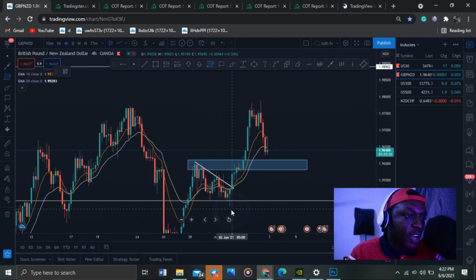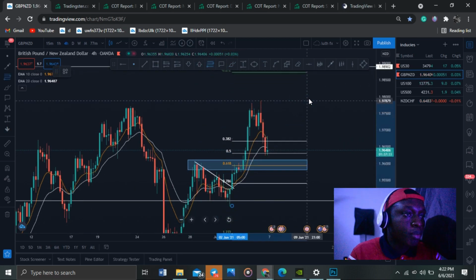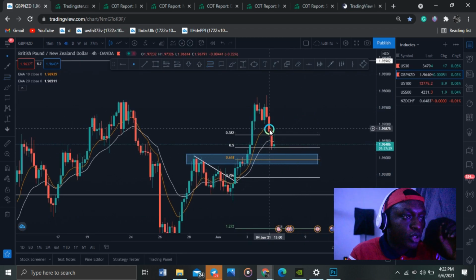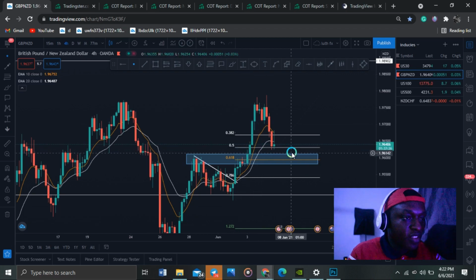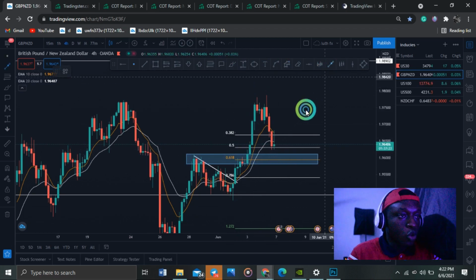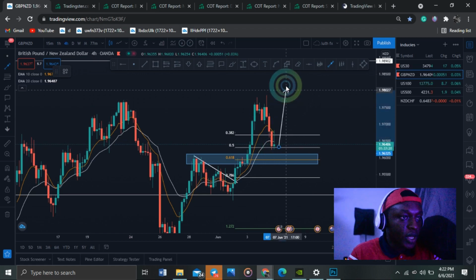So we take our Fibonacci tool to do what? To measure the impulse all the way to the upside, and you can see that price has currently retraced to the 0.5 Fibonacci level. So it's possible that price from here can easily do what? Can easily reject all the way to the upside.